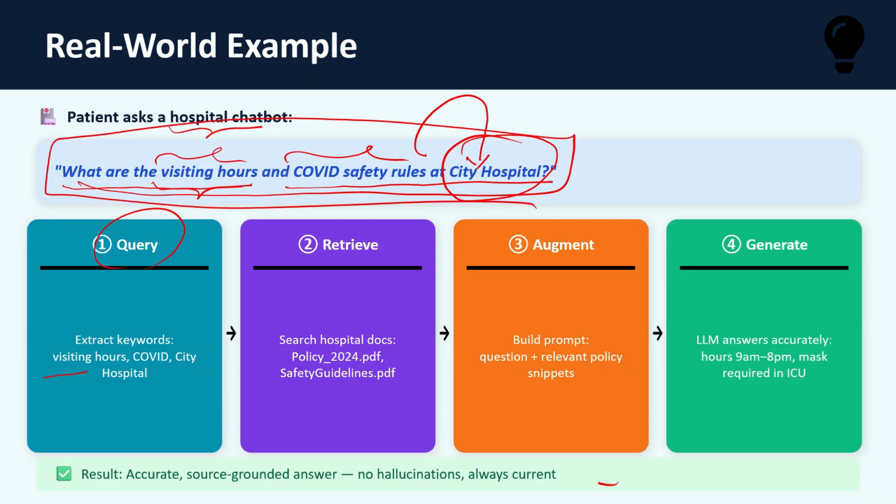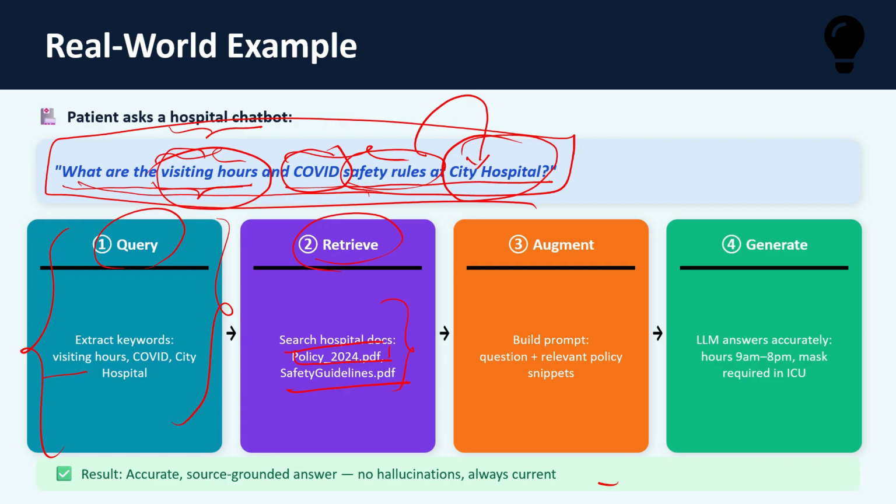whenever the user enters a query like visiting hours, when you enter this particular prompt, it extracts the keyword, like the visiting hours. This is the keyword: what are the visiting hours? Then there is a keyword like COVID, and then safety route. So it extracts certain keywords from that particular query, and then it retrieves the information from the City Hospital documentation. So there would be some policy documentation. There would be a PDF on the policy. There would be a PDF on the safety guidelines.